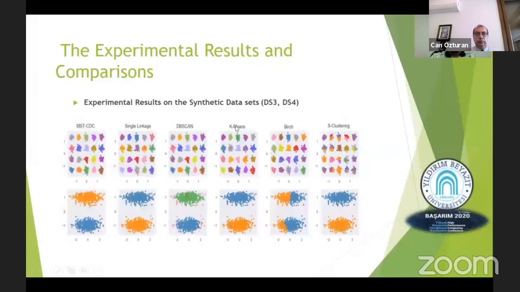Similarly, in the experiment on DS3 and DS4, we can see the proposed algorithm also finds the proper clusters, and it is comparable with the others, while the others fail. For example, as you can see here, only the single linkage can find the proper clusters, along with the MST, the proposed algorithm.